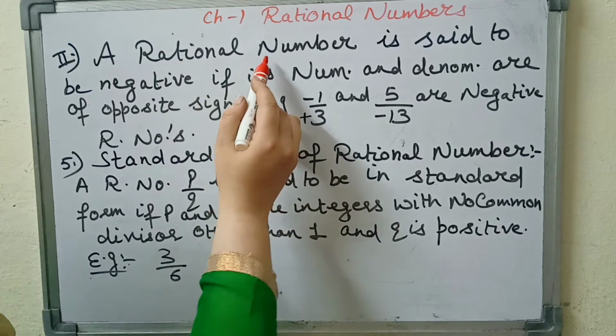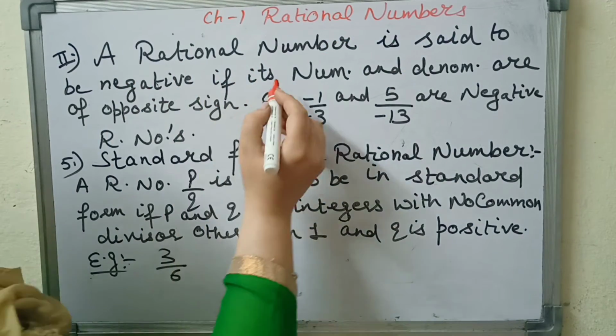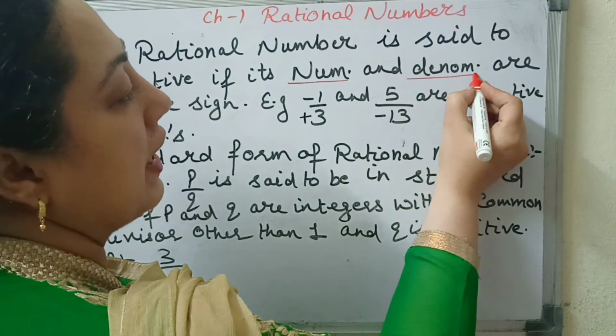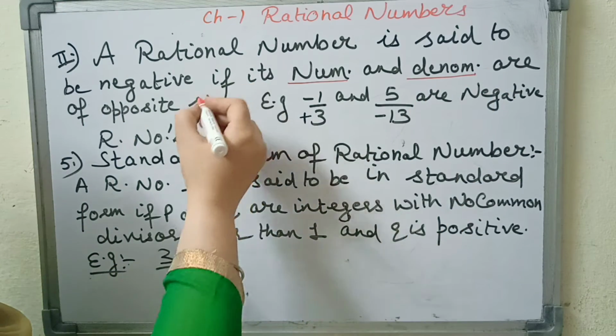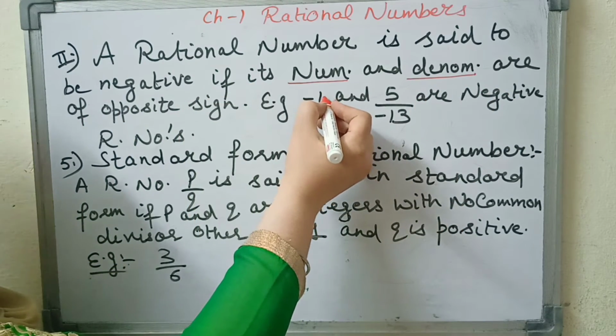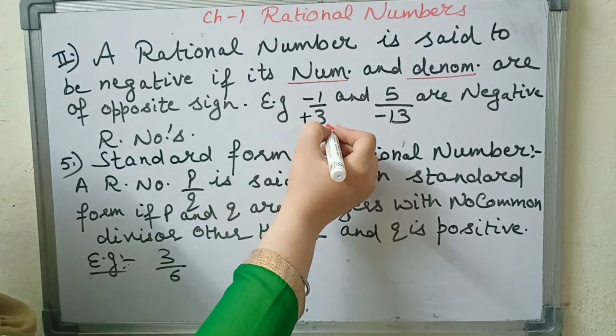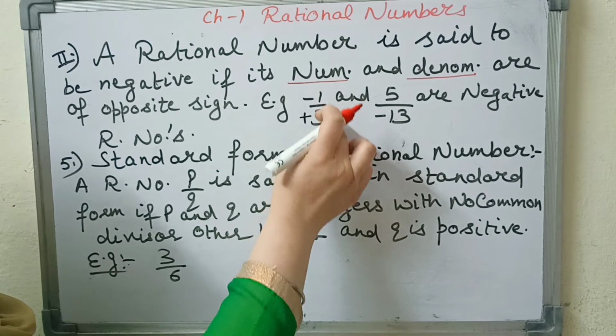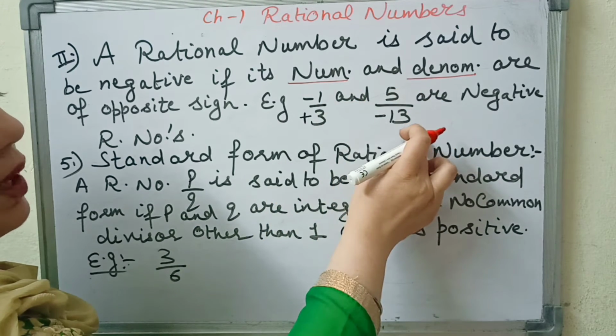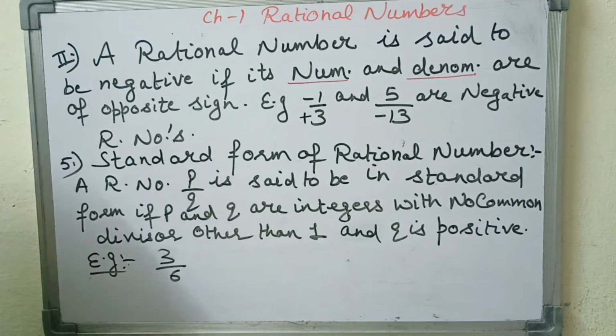A rational number is said to be negative if its numerator and denominator are of opposite sign. That is, if the numerator is negative, then the denominator is positive. For example, -1 over 3, 5 over -30. These are negative rational numbers.